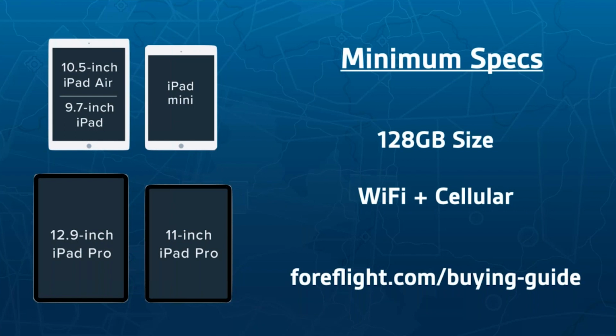We recommend that you get the Wi-Fi plus cellular model of the iPad. The reason why we want you to get the cellular version is that it has a built-in GPS chip, so you can actually see your location using the iPad without having to add any external hardware, and it is a great backup as well. You don't actually need to have a cellular data plan for that device for that GPS chip to work. You just need to have that cellular model.